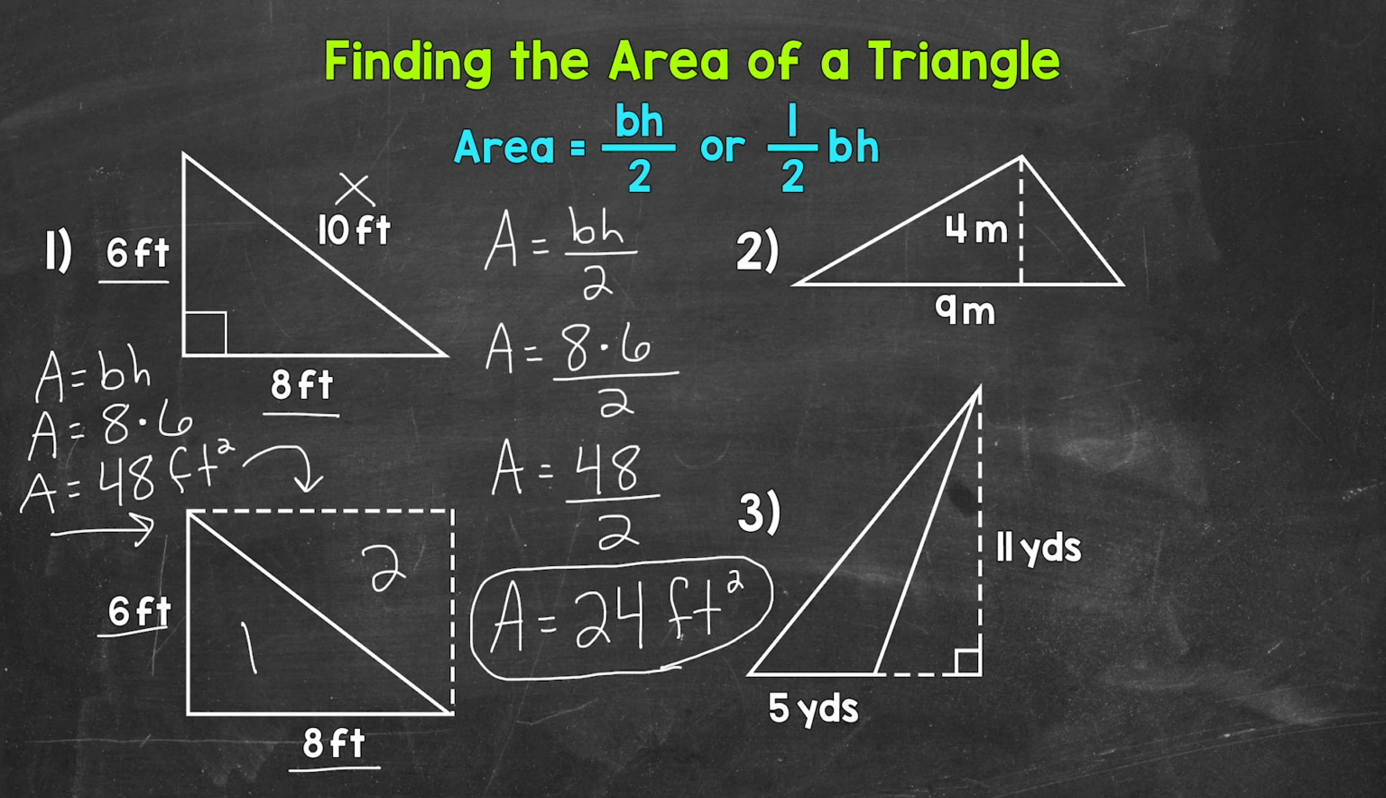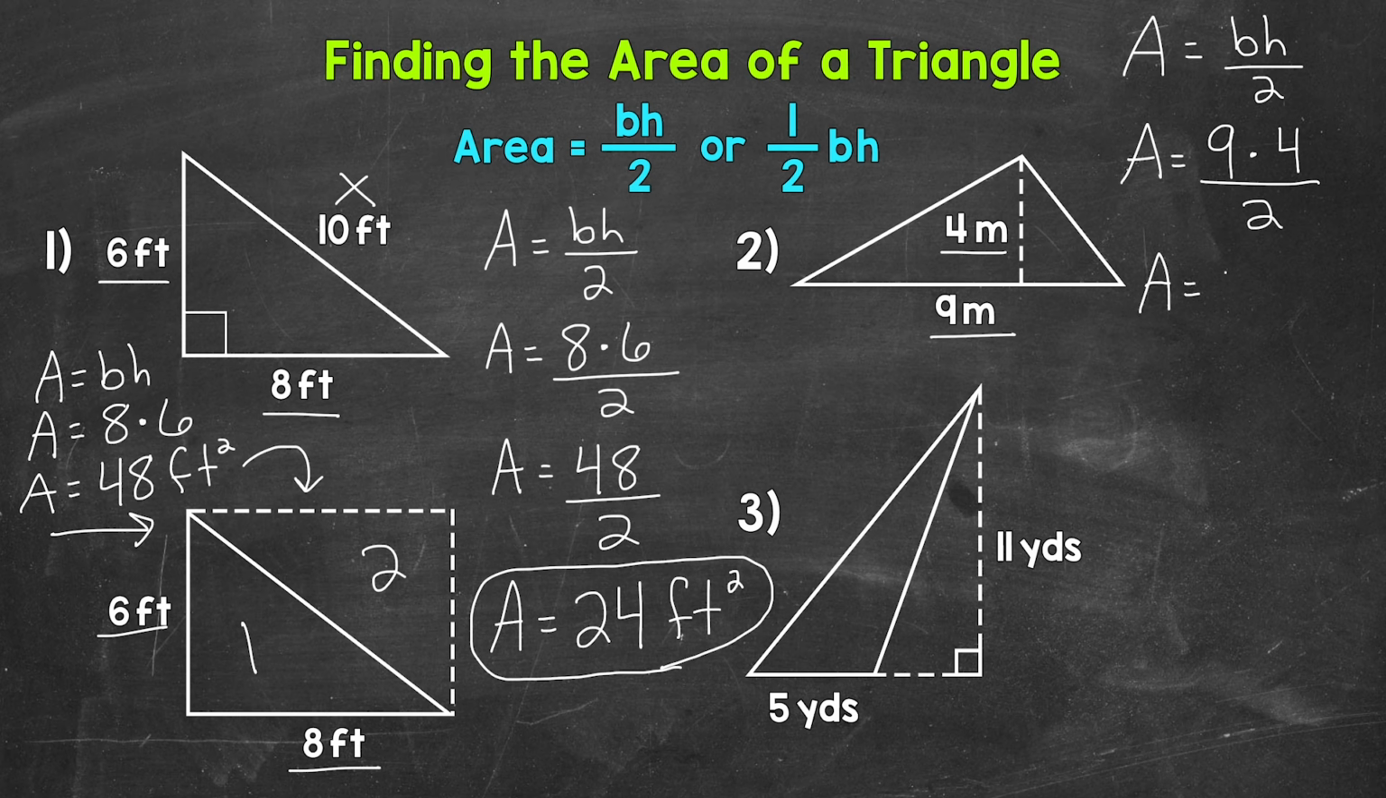Let's move on to number 2, where we have a triangle with a base of 9 meters and a corresponding height of 4 meters. So let's write our formula here. So area equals base times height divided by 2. Now we can plug in. The base is 9 meters times the height of 4 meters divided by 2. 9 times 4 gives us 36. So we end up with 36 divided by 2, which gives us an area of 18 square meters.